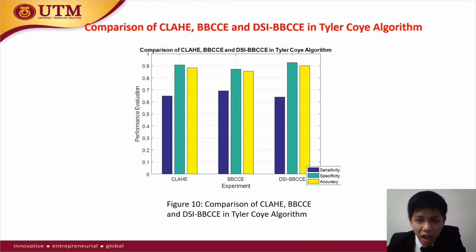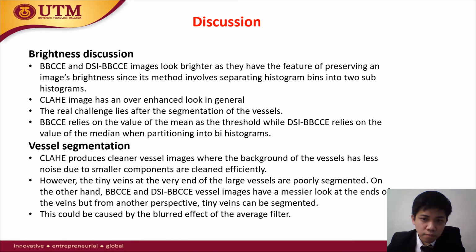This leaves accuracy as the only indicator for BBCCE and DSI-BBCCE on determining which one performs better in all aspects. From the bar chart, DSI-BBCCE has higher accuracy than BBCCE. From a brightness perspective, BBCCE and DSI-BBCCE images look brighter. Of course they are, as they have the feature of preserving image brightness, since the method involves separating histogram bins into 2 sub-histograms. The CLAHE image has an over-enhanced look.